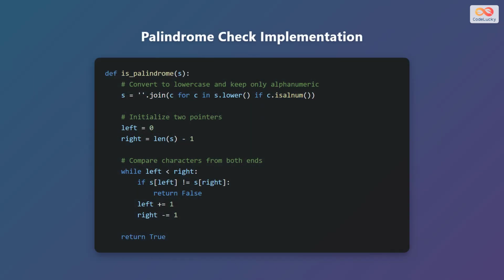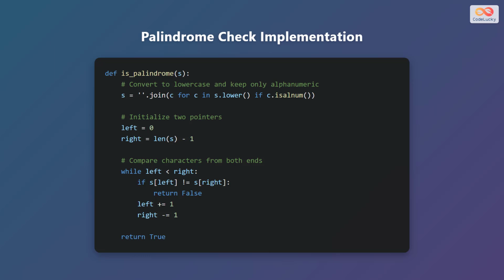Here's the code implementation for palindrome check using the two pointers technique. First, we define a function called is_palindrome that takes a string s as input. Inside the function, we convert the string to lowercase and keep only the alphanumeric characters. This ensures that we're comparing characters regardless of case or non-alphanumeric symbols. Next, we initialize two pointers, left at the beginning of the string and right at the end of the string.